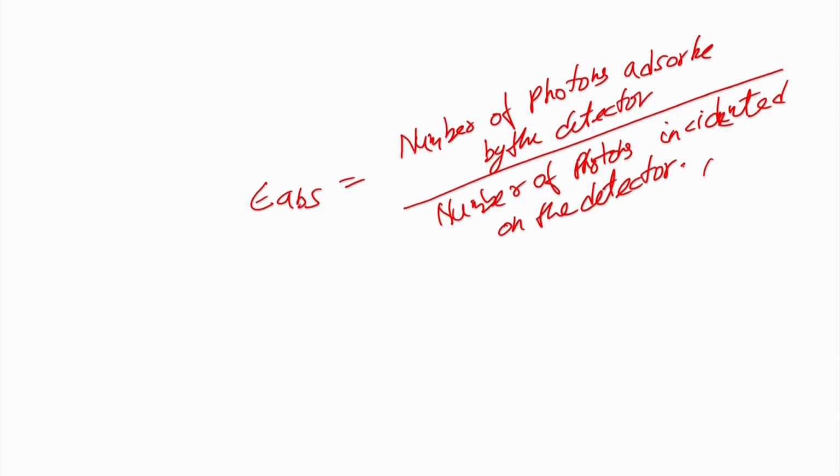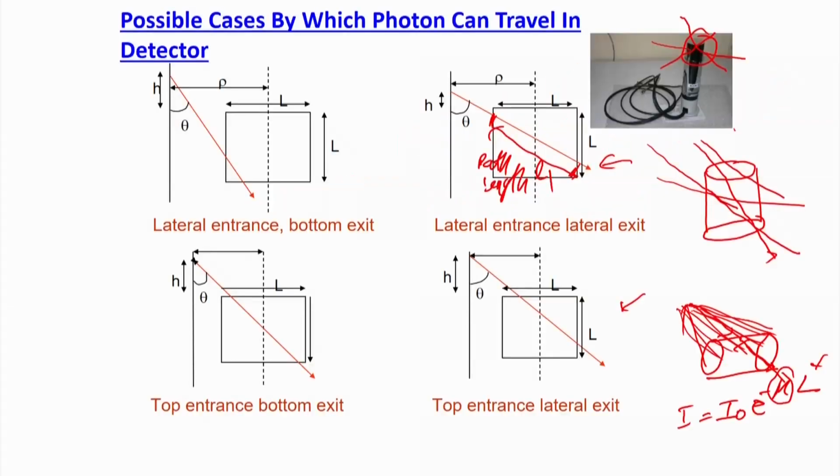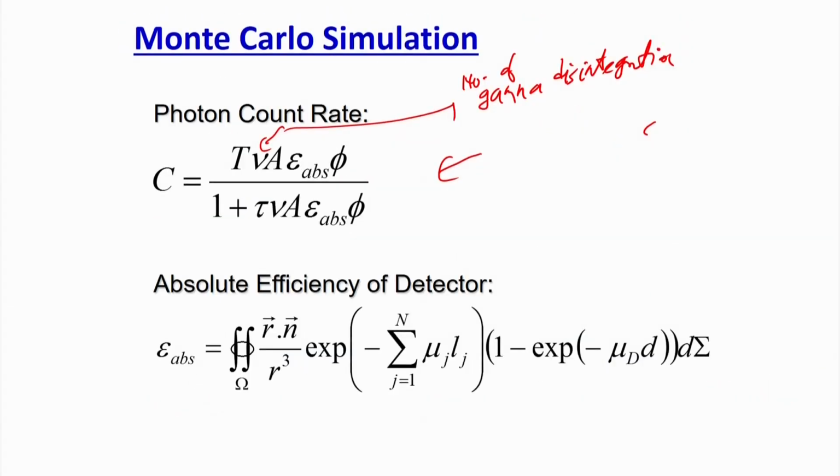We already know how many photons are going to be incident, depending on the activity and solid angle calculation. Then we inject that many photons randomly within that solid angle. We see the path length of each photon and try to find whether the photon will get absorbed or not. If it is absorbed, it is counted as a count; if not, it is not counted. So we find the absolute efficiency of the detector.